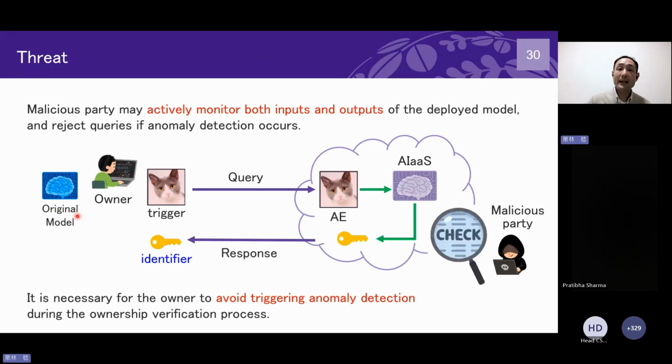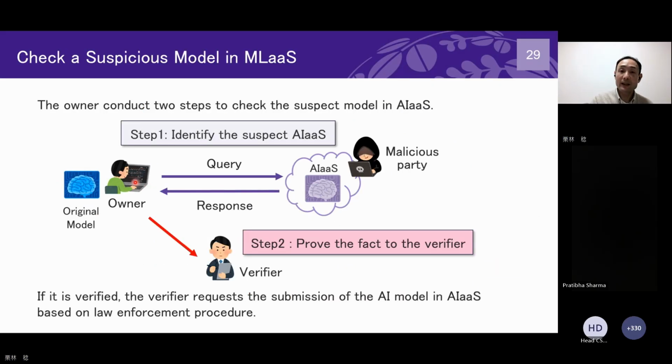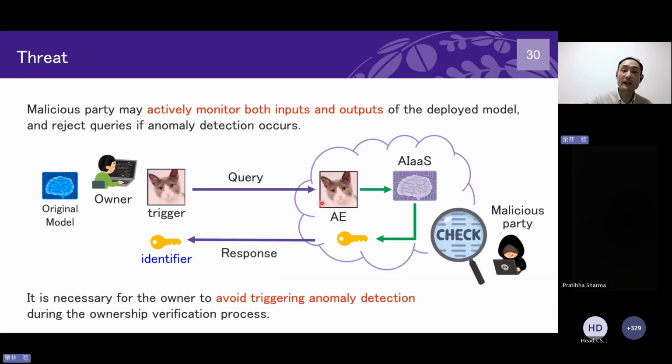So the malicious party may actively monitor. In this case, at this step, the malicious party will try to protect this process, because the malicious party may actively monitor the input and output of the deployed model. So maybe the owner will create a trigger input, such as an adversarial example, then throw a query and return the response to the owner.